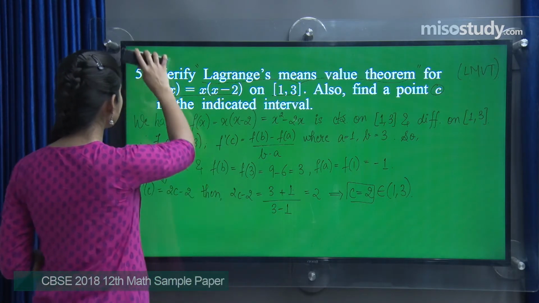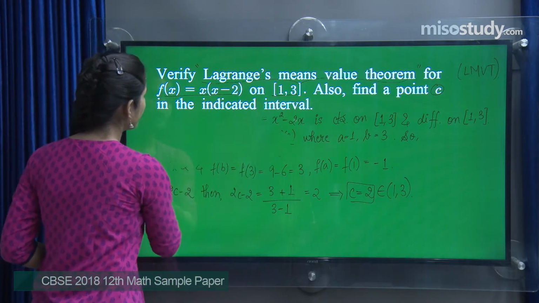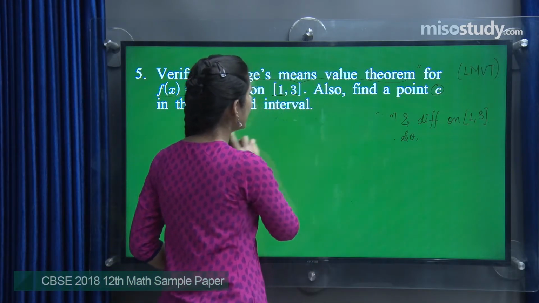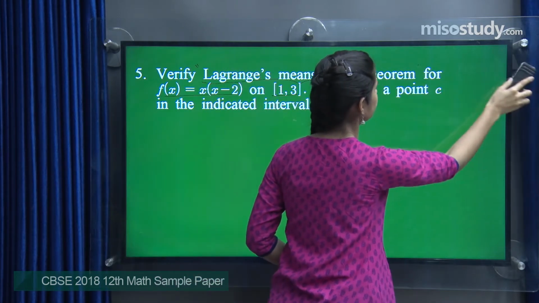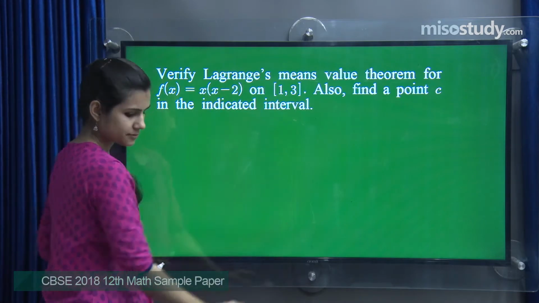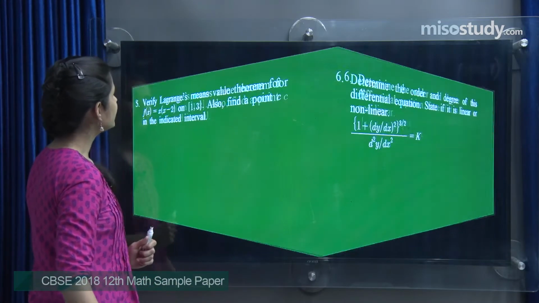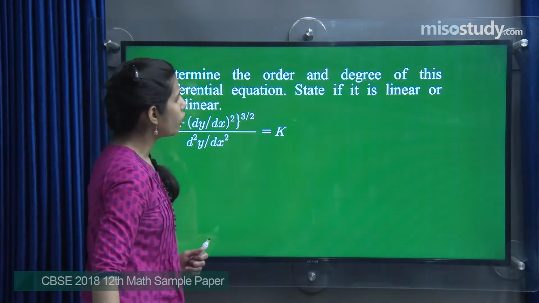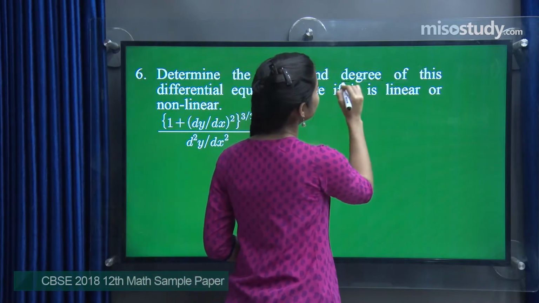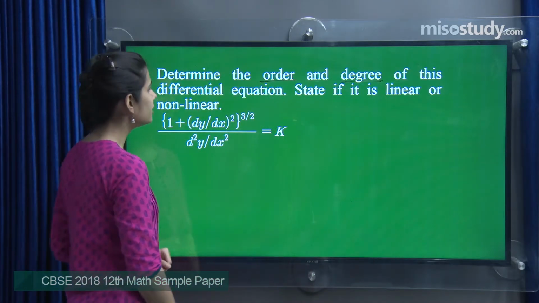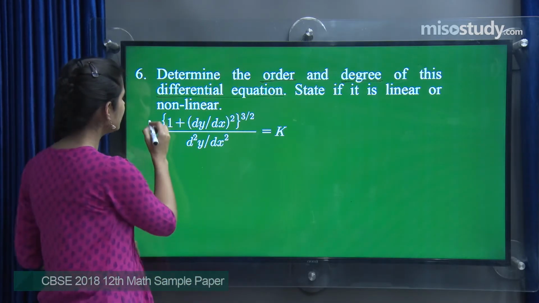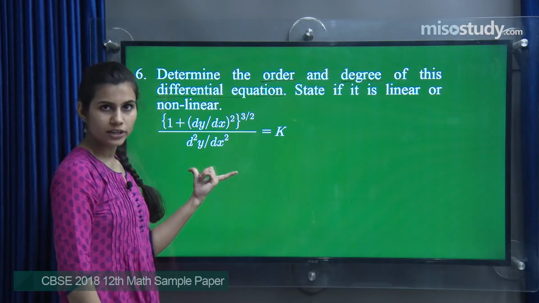Once this question is clear to you, which was just using your very simple direct concept of LMVT, let's see what happens to be the case with the next question. Now the sixth question is saying, determine the order, fine, order is asked over here. Determine the degree, fine, degree is also asked over here, of this differential equation. What is the differential equation? This one, it's given to you over here.